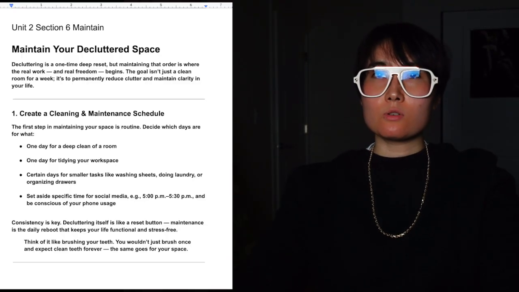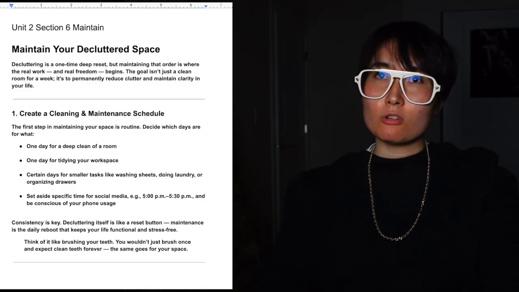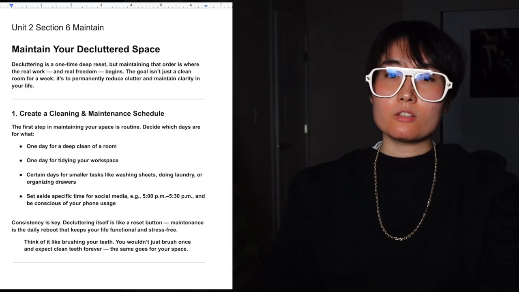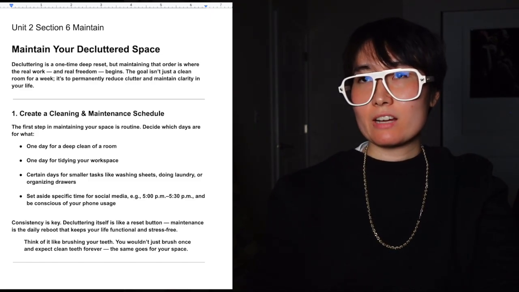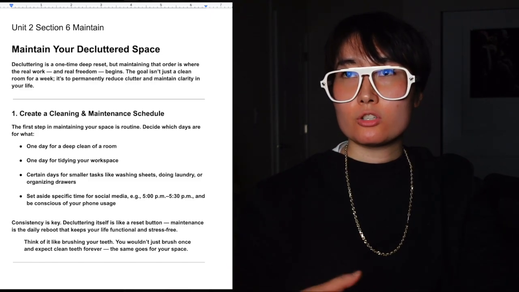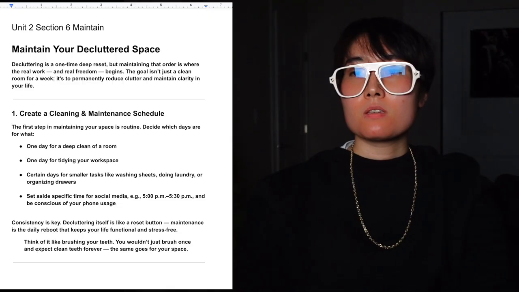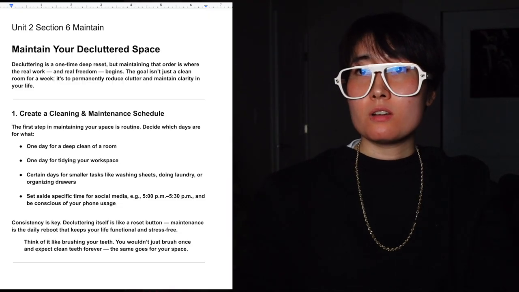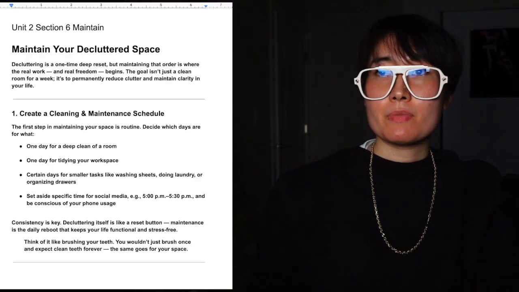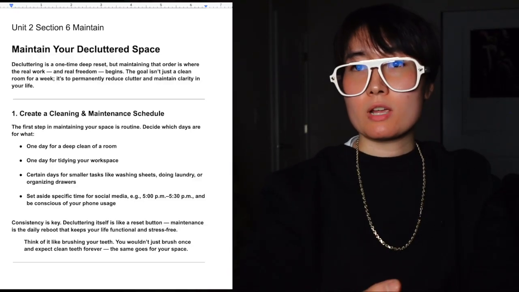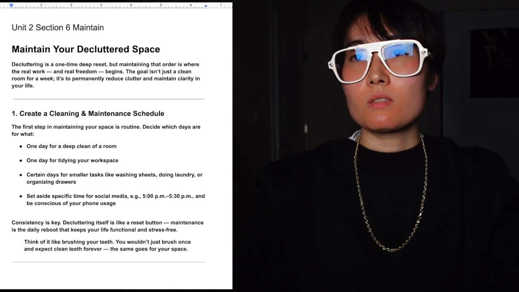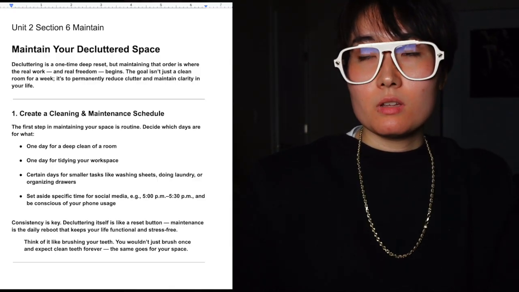Create a schedule to clean your room, clean up your work area, and then certain days of the week for smaller tasks like washing dishes, doing laundry. Set aside specific time for even social media. 5 p.m. to 5:30 p.m. is when I'm gonna only check social media, 30 minutes a day. Maintain that schedule. Consistency is key.